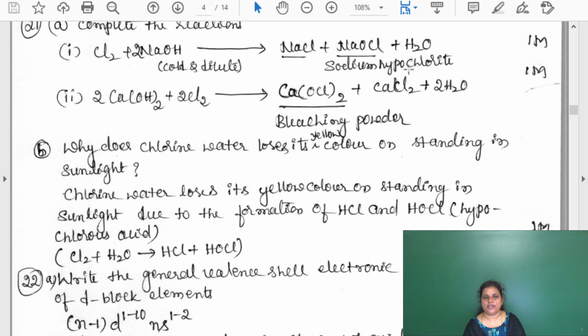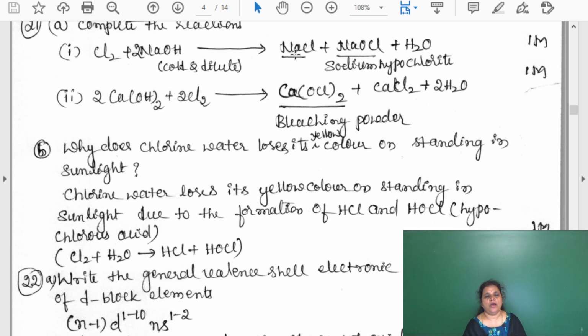If you forget to write the water, you still need to write these 2 products, and that carries 1 mark. And don't allot half marks here. If you write only sodium chloride, don't allot half marks. We cannot allot half marks.